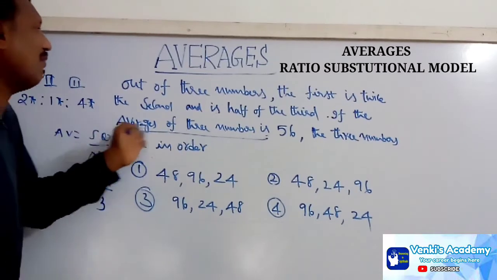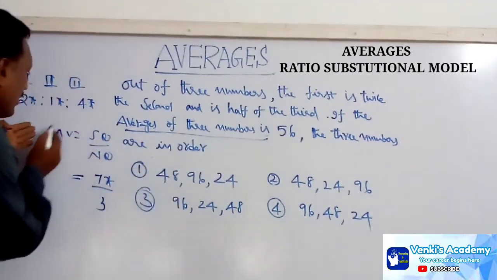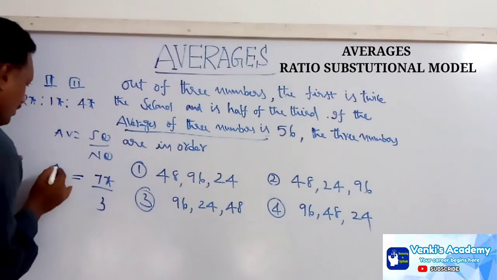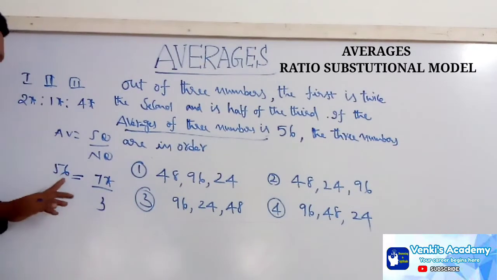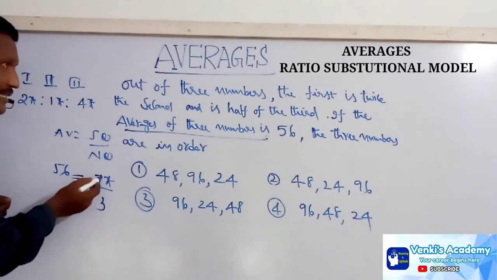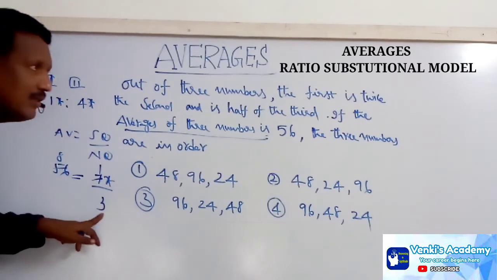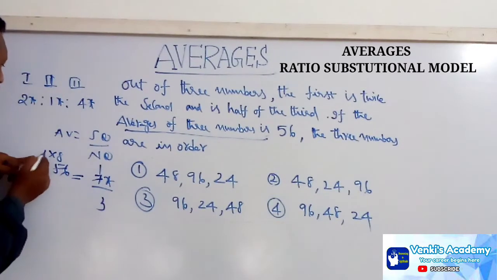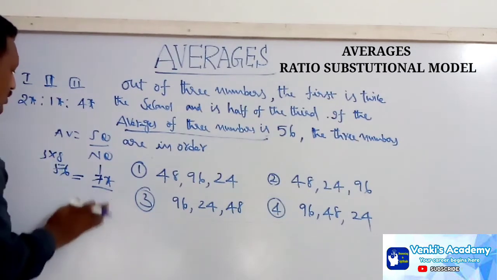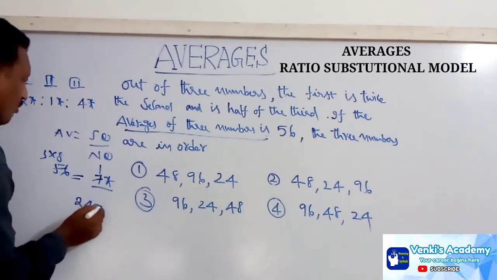They have given the average of the 3 numbers is 56. Instead of average, we can substitute 56. So 7x by 3 equals 56. By cancelling, 7 ones are 7, 7 eights are 56. So this 3 goes across and multiplies with 8. 3 eights are 24. So 24 equals 1x.